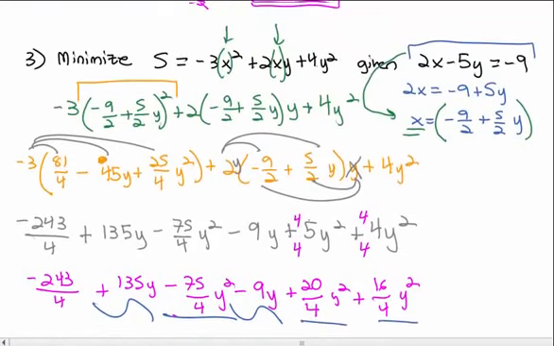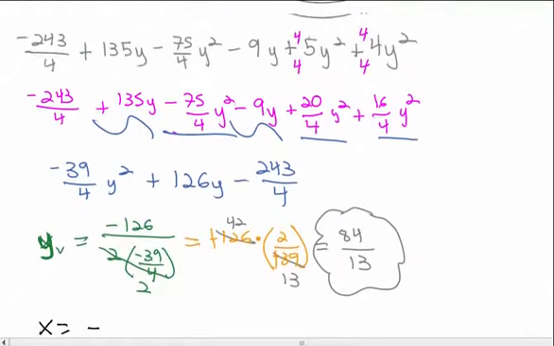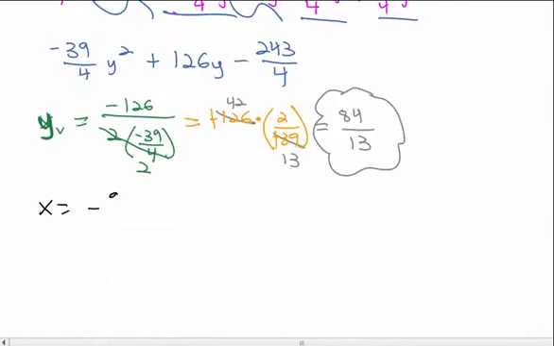We can still get our x coordinate. Going back, remember x was negative 9 halves plus 5 halves y. x was negative 9 halves plus 5 halves times the y, which was 84 over 13.